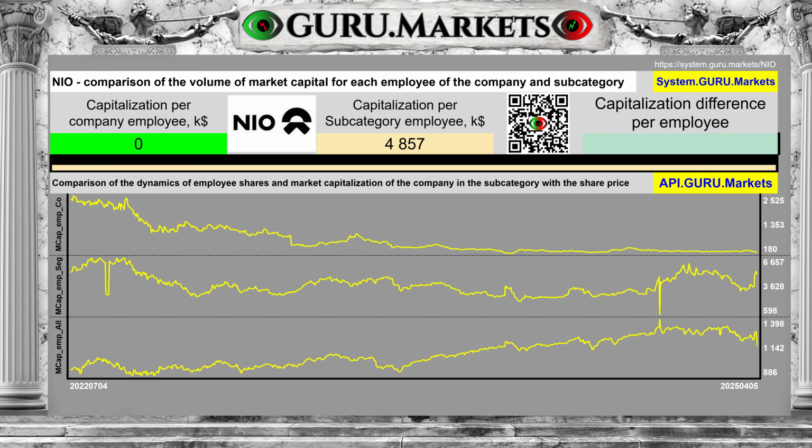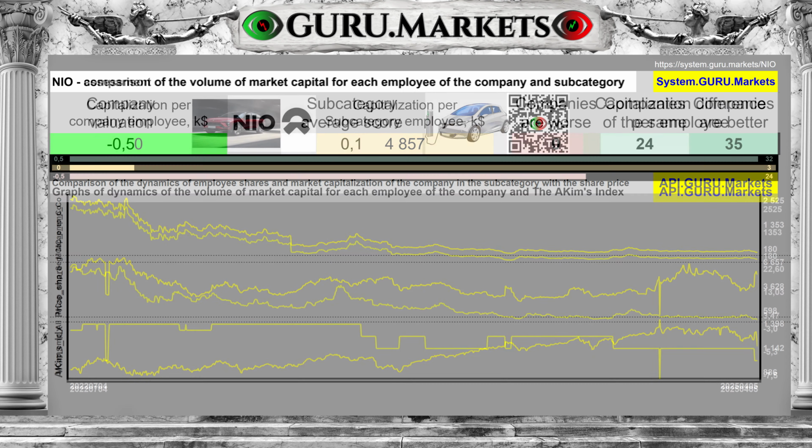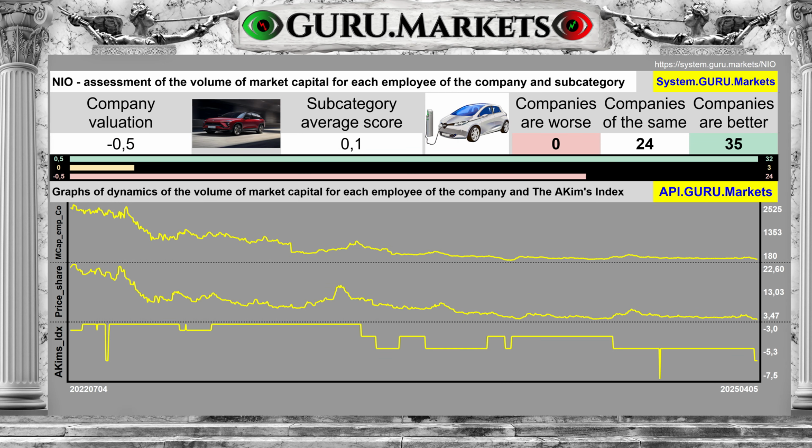The amount of capital per company employee is $0,000. And for the subcategory, $4,857,000. The difference between the subcategory average and the organization's performance is 100%. Assessment of the company's capital volume per employee in comparison with the indicators of companies in the subcategory, tolerable, -0.5 points.